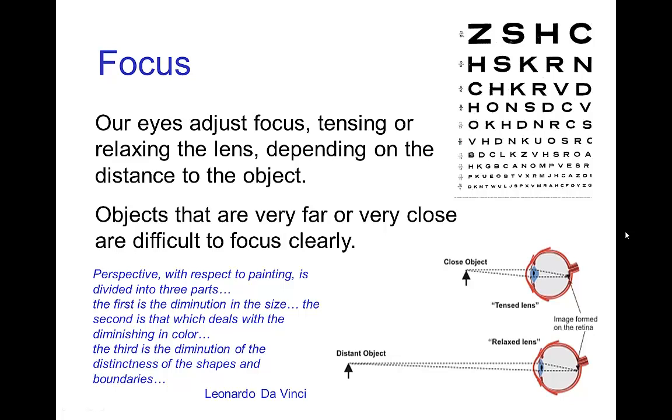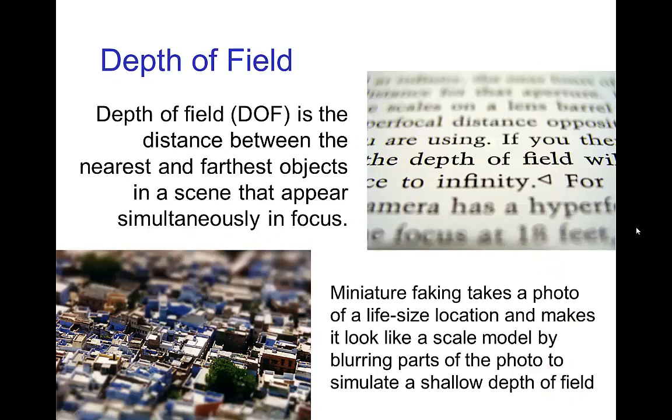Leonardo da Vinci noticed these various effects, and he wrote, "Perspective with respect to painting is divided into three parts. The first is the diminution in the size." By this, he's referring to geometric perspective. "The second is that which deals with the diminishing in color." With this, he's referring to atmospheric perspective. "The third is the diminution of the distinctness of the shapes and boundaries." And this, he's referring to focus, and probably also referring to depth of field.